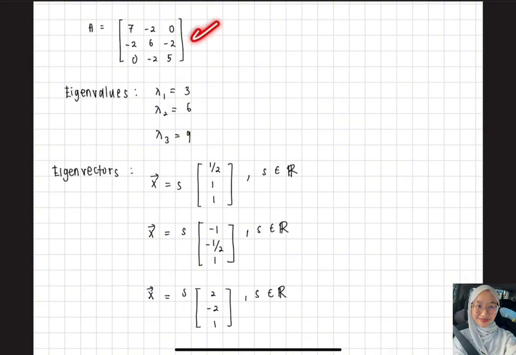So to conclude, for the matrix A, we get the eigenvalues lambda 1 equals 3, lambda 2 equals 6, and lambda 3 equals 9.